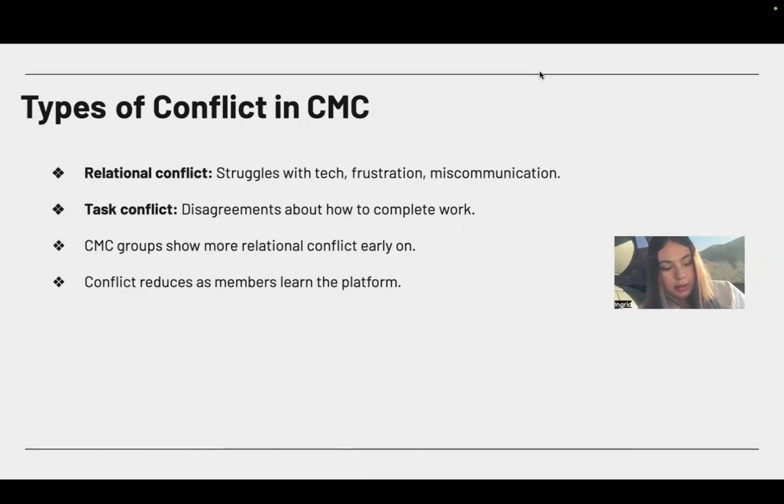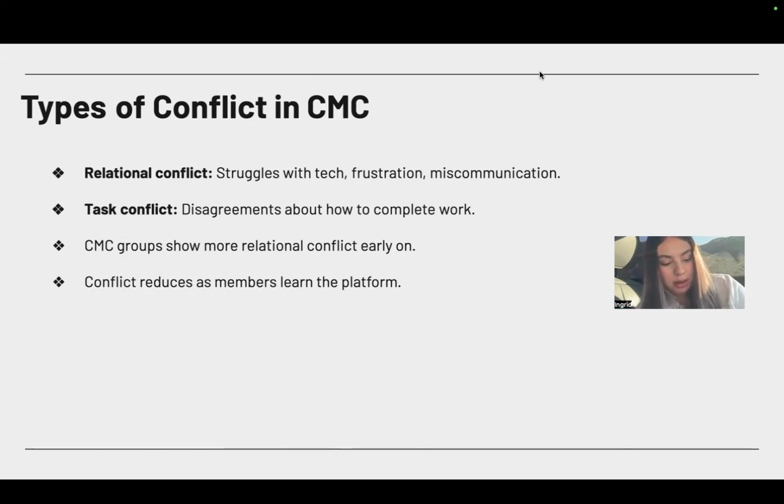Relational conflict is the personal or emotional kind, things like tension, frustration, or miscommunication between group members in online settings. This kind of conflict can happen quickly. For example, if someone replies late or sounds short in a message, others might feel disrespected, even if that wasn't the intention. Plus, dealing with technical difficulties or confusion around the platform can also cause stress between people.